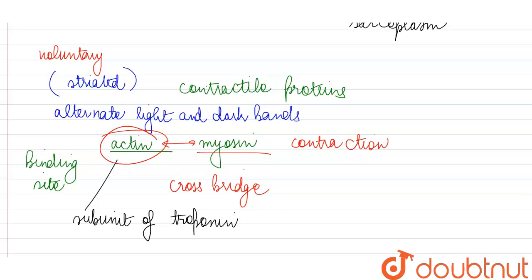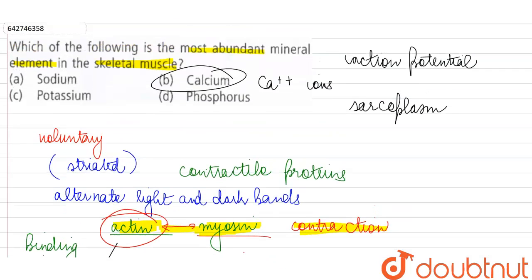So the calcium ions bind with the troponin, which is hiding the active site, and when this active site is exposed, then both of these contractile proteins, actin and myosin, form a cross bridge, and this results in contraction of the muscle. So which mineral element are we going to find?